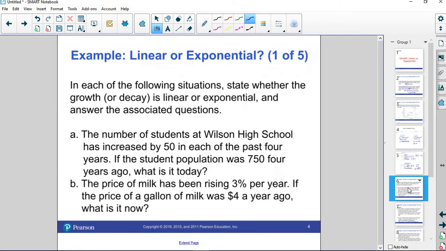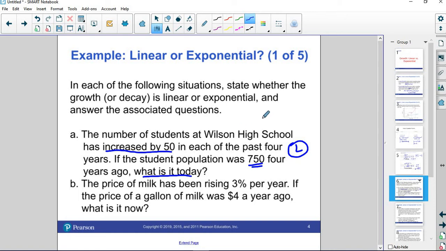So let's do a couple more examples, and then I'm going to have you do a couple. I want you to decide whether or not the example is linear or exponential, and then answer the question, okay? So the number of students at Wilson High School has increased by 50 each year. If the student population was 754 years ago, what is it today? Well, if it's up by 50 every single time, that's an absolute change of 50 each time, so that's linear, okay? And we'll come up with the equation.